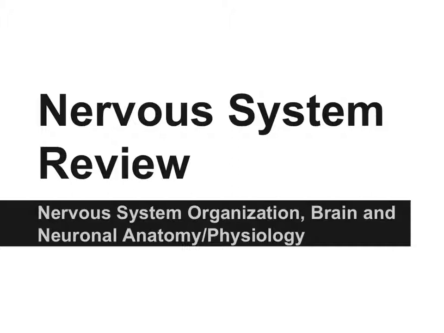nervous system. Specifically, my goals here in this lecture are to talk about the organization of the nervous system, how we organize the nervous system into what we'll call the central nervous system and the peripheral nervous system. And then after we talk about organization, we're going to talk about the brain, and we'll talk about neurons. Specifically, we'll be talking about the anatomy of the brain and the anatomy of neurons, as well as the physiology.